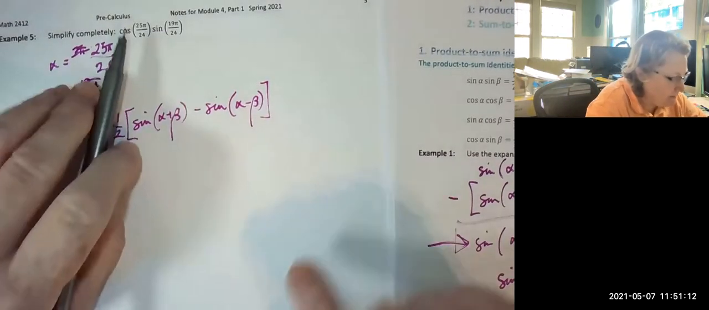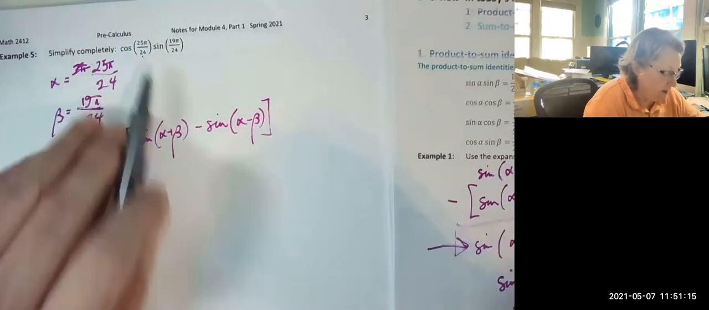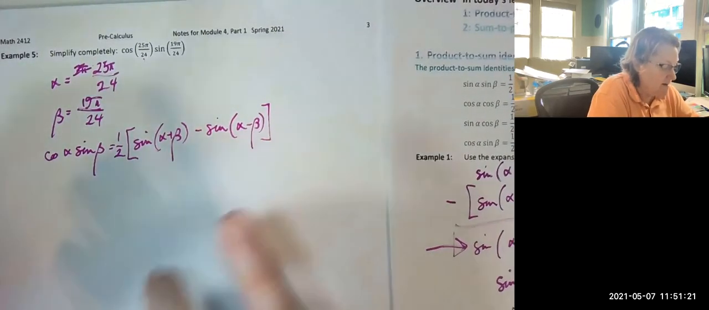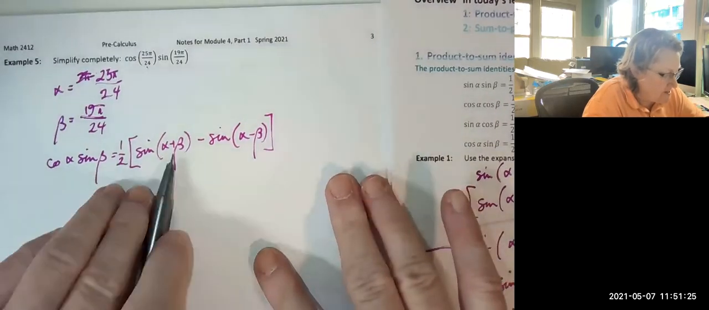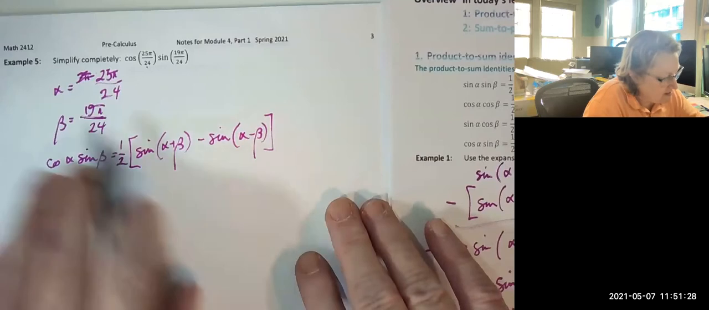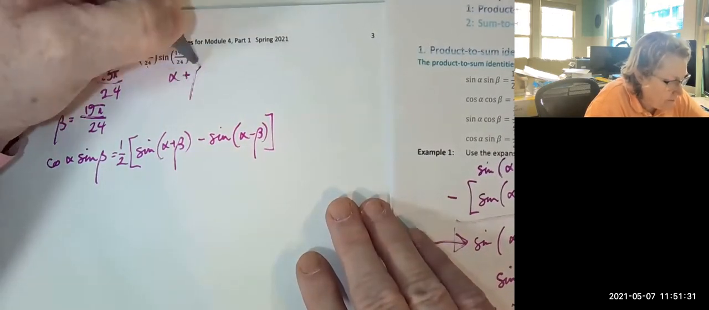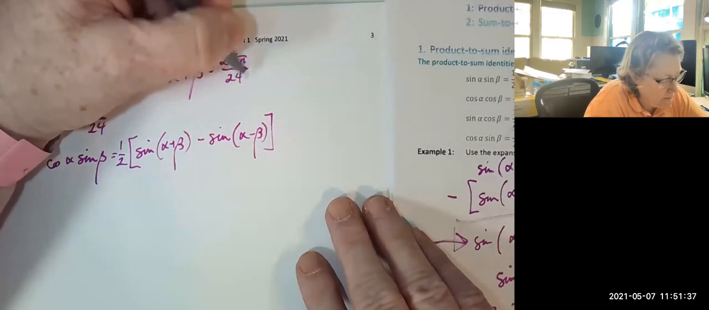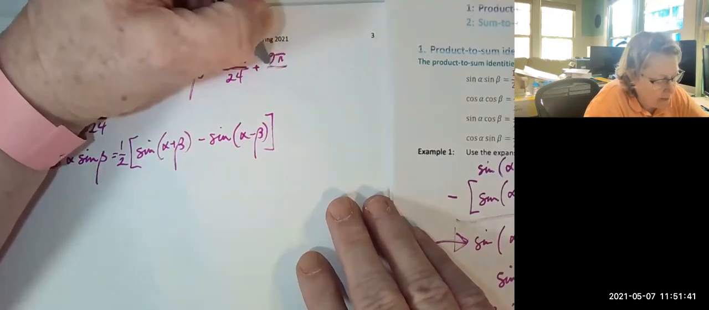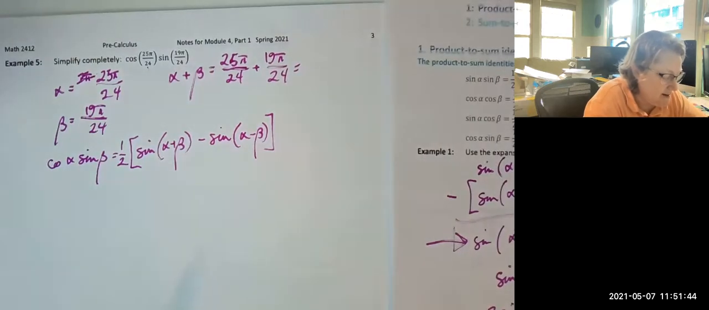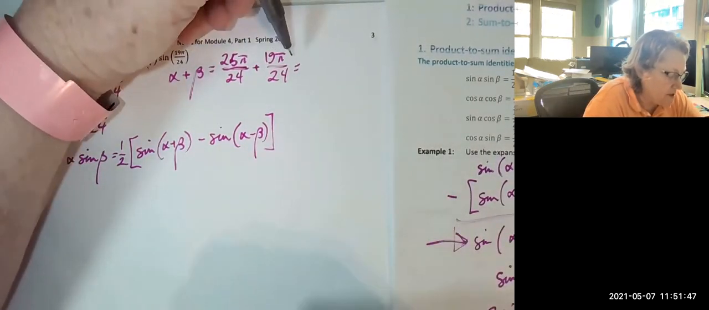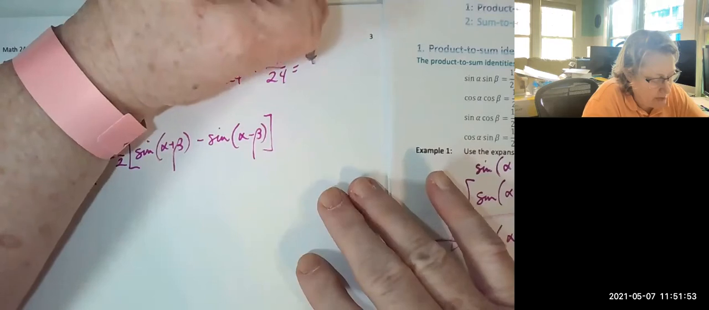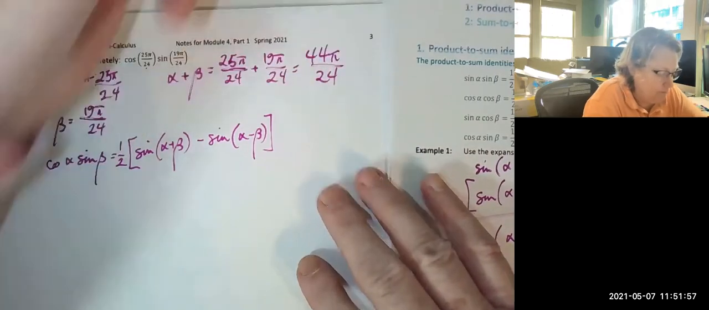This time it's nicer because 25 pi over 24 is not a nice value on the unit circle. So we really do need the identity to get to nice values. We need the sum of alpha and beta and the difference of alpha and beta. So let's go ahead and do that. Alpha plus beta, that's 25 pi over 24 plus 19 pi over 24, 25 and 19, let's see.